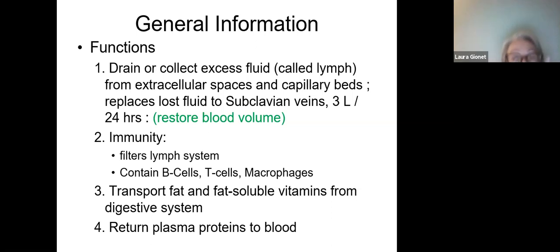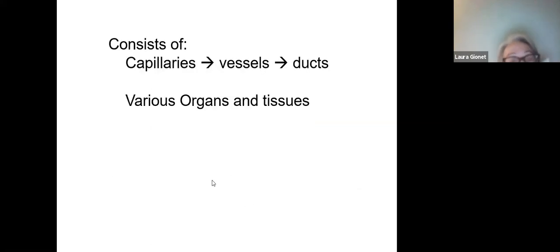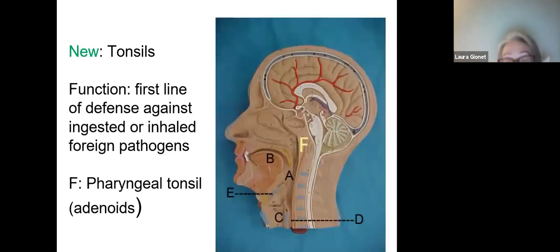In the small intestine, we have lacteals, which are lymphatic capillaries that are able to absorb and transport absorbed dietary fats from the digestive system. And then it also acts to return some of the plasma proteins to blood. All right, so it consists of lymphatic capillaries to lymphatic vessels, to lymphatic ducts, and then they transport the fluid into the right or left subclavian vein.